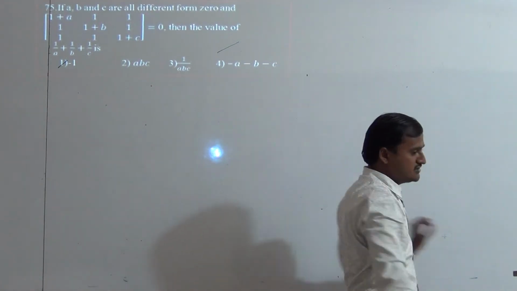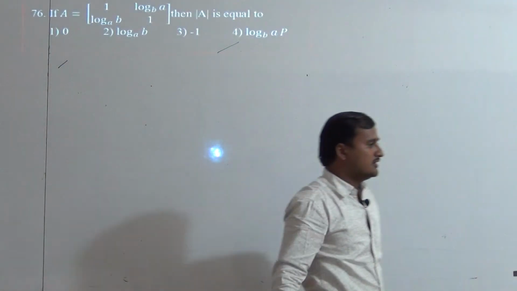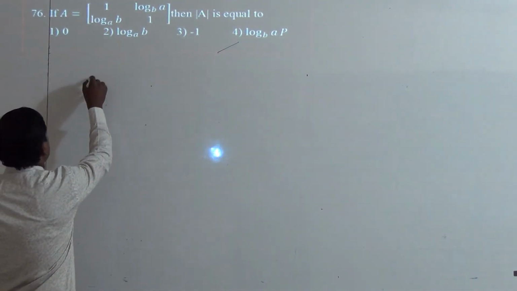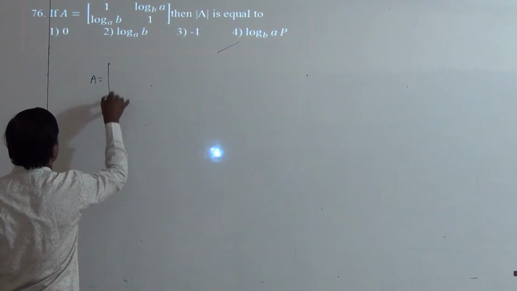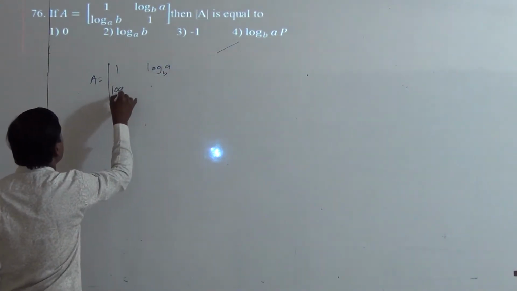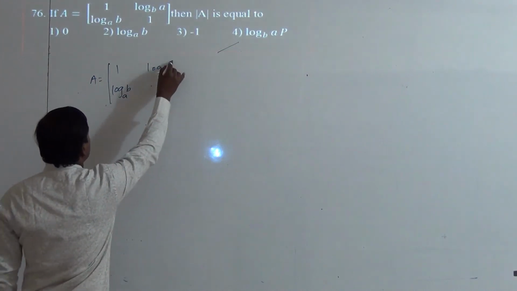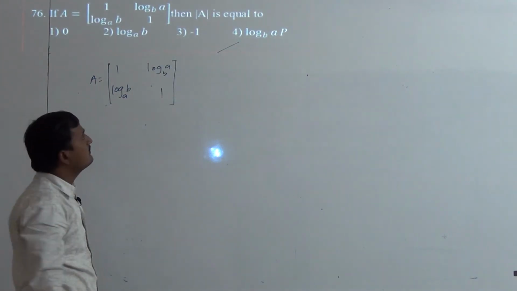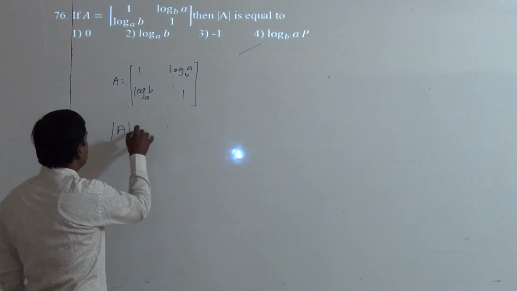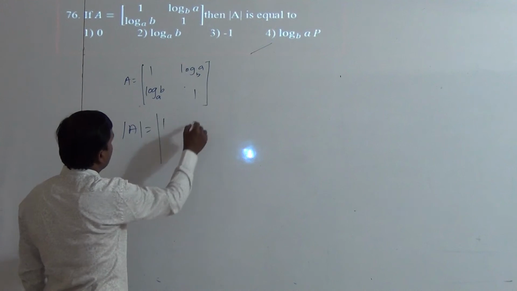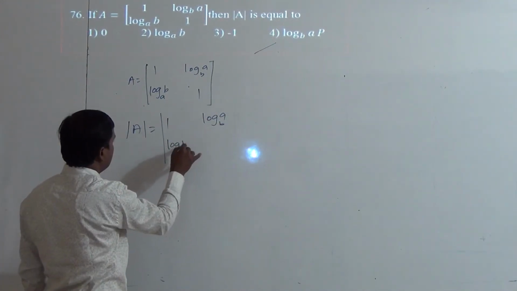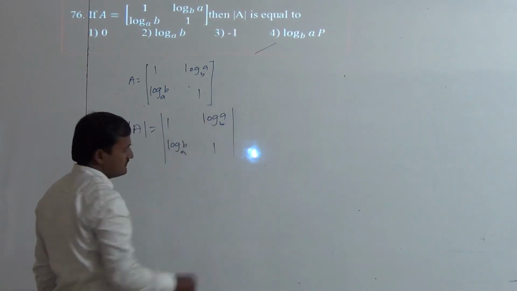Okay, the next question is this one. Here they have given matrix A, that is 1, log a to the base b, log b to the base a, and here it is 1. Then what is the value of determinant of A, right? So take determinant of A is equal to 1, log a to the base b, and here it is log b to the base a, and here it is 1.